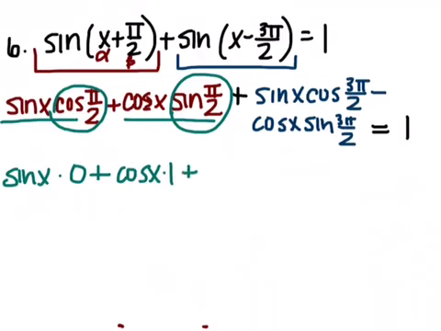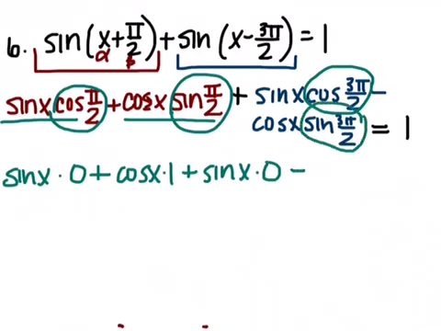All right, moving on. Sine of x times cosine of 3 pi over 2. Cosine of 3 pi over 2 is 0. So I have sine of x times 0 minus cosine of x times sine of 3 pi over 2. Sine of 3 pi over 2 is negative 1. So I have cosine of x times negative 1. And it's all still equal to 1.